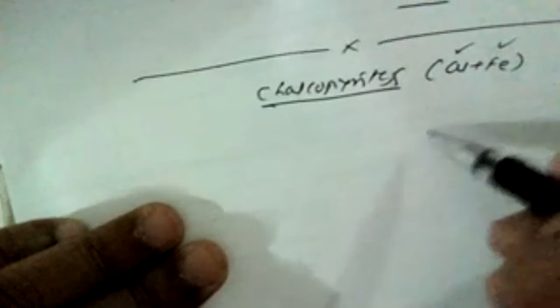Yes, we shall begin with another ore that is known as chalcopyrites. The ore known as chalcopyrites is a combination of copper, iron, and sulfur, so CuFeS2 is known as chalcopyrites. But our target elements are copper and iron, so we have to estimate copper and iron.